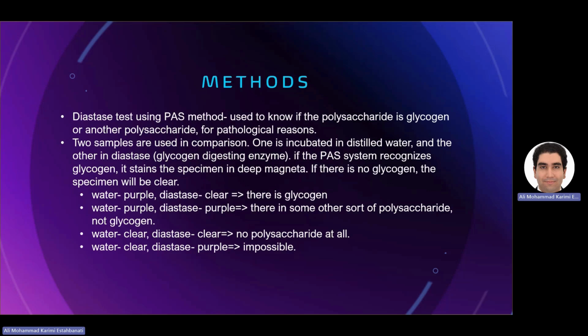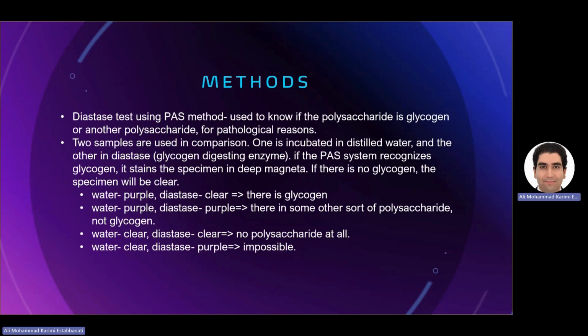In one container, we pour water. In another one, we pour diastase. Diastase is basically an enzyme that will digest glycogen. So if there was glycogen, before we add the PAS to both containers, the glycogen has already been dissolved. So the result will be what? The container with water will become purple after PAS is given, detecting that there was some sort of polysaccharide there. But the diastase one is clear. That means the glycogen has already been dissolved and digested.